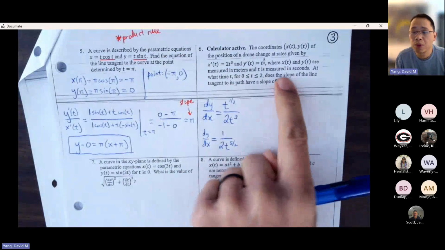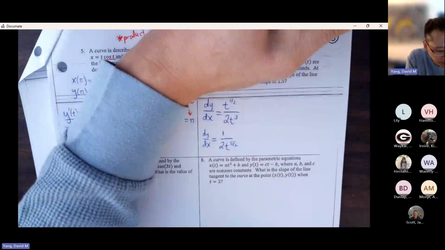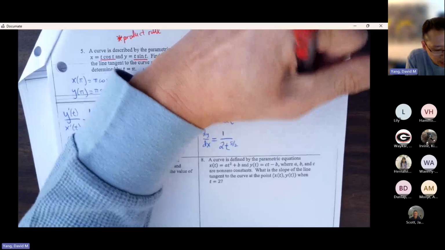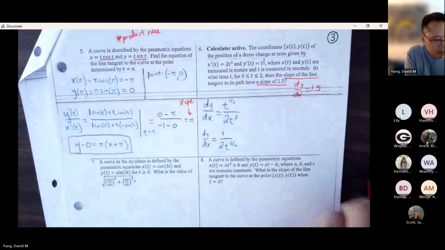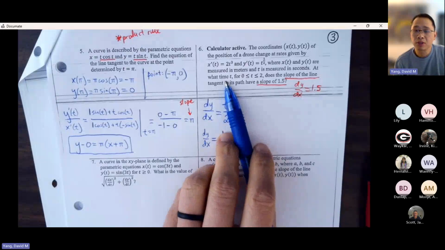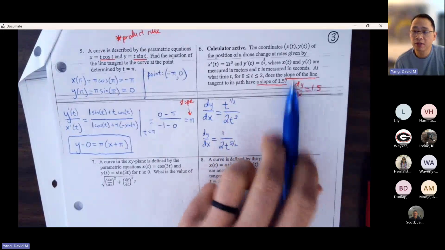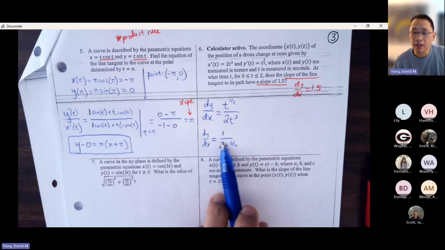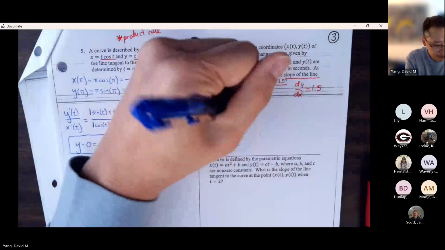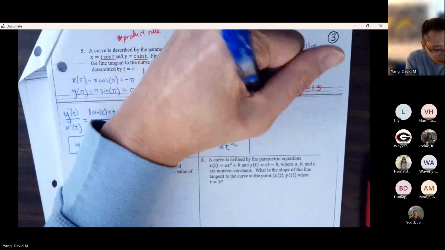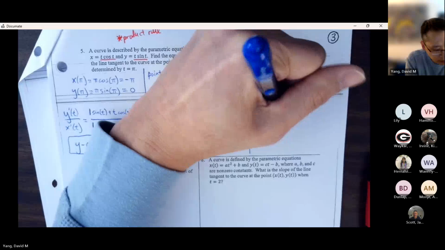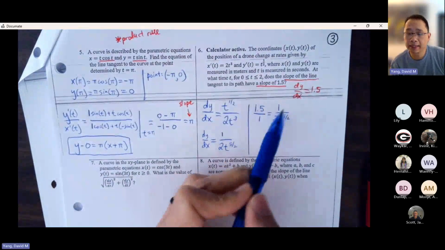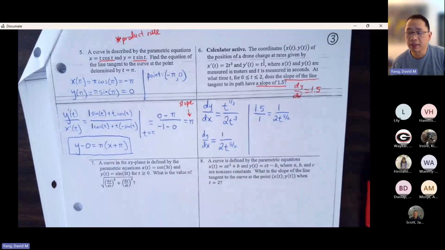I'm trying to figure out what is the slope of the line tangent. So the slope of 1.5 means that my dy dx equals 1.5. So at what time t, we're trying to solve for t when the slope is 1.5. So I have enough information to plug in. So 1.5 can replace dy dx, and I can just algebraically solve for t here. I'm going to just cross multiply and get rid of the denominator and then solve for t.